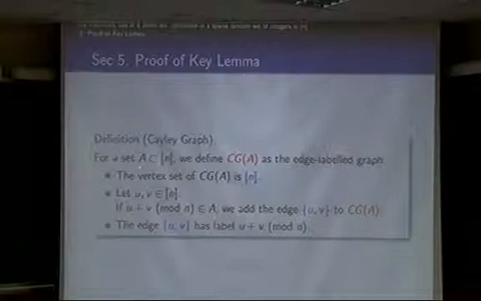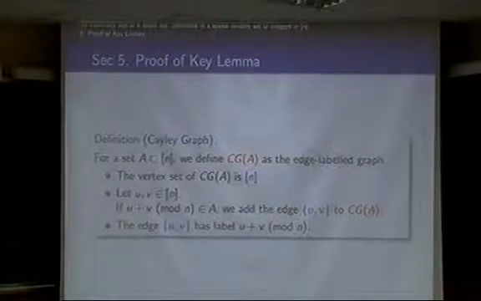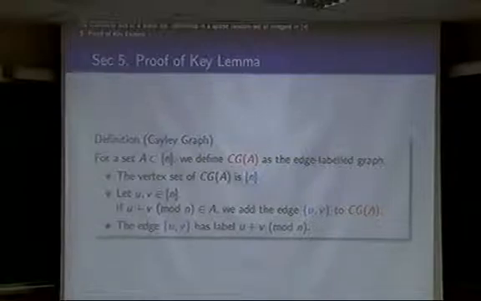For an integer set A, we define the Cayley graph of A as the edge-labeled graph. The vertex set of the Cayley graph is the set [n]. And if u plus v mod n is in A, we add the edge (u, v) to the Cayley graph of A. And the edge (u, v) has label u plus v mod n. So this Cayley graph has a vertex set, edge set, and labels for edges.